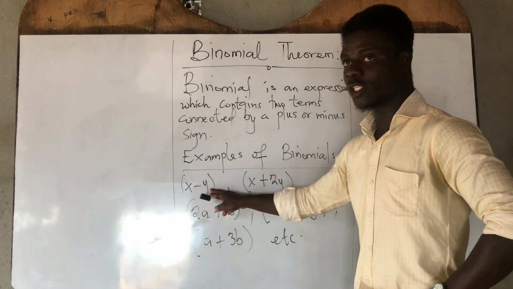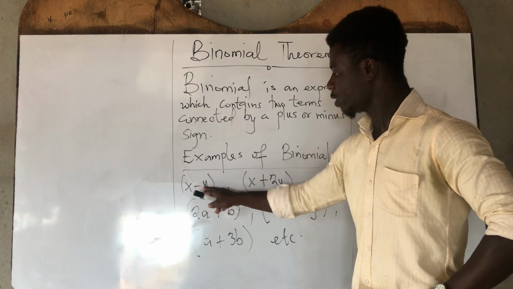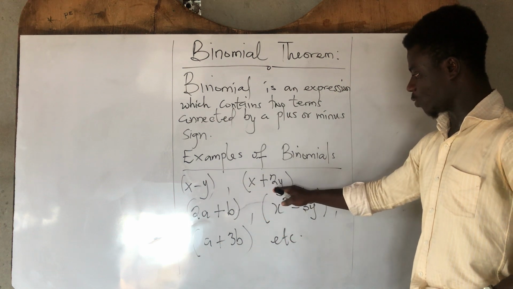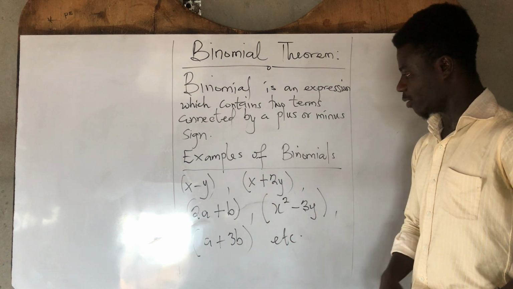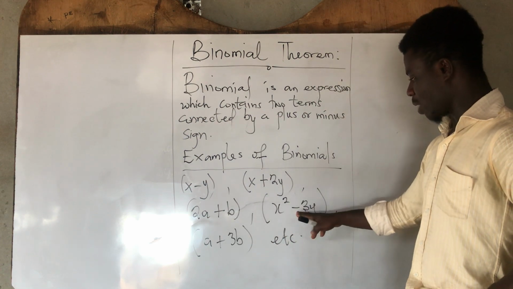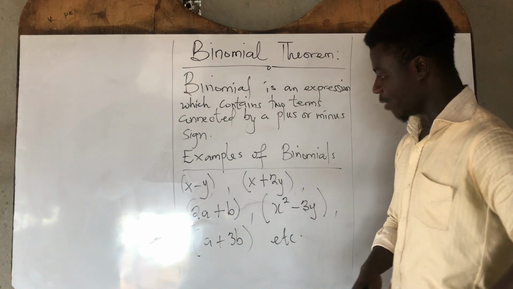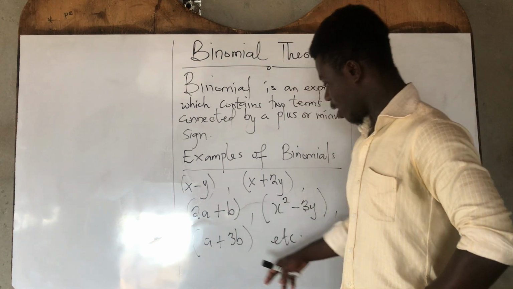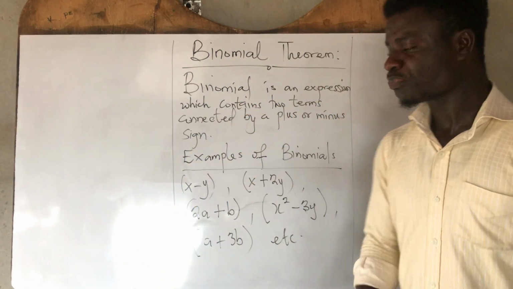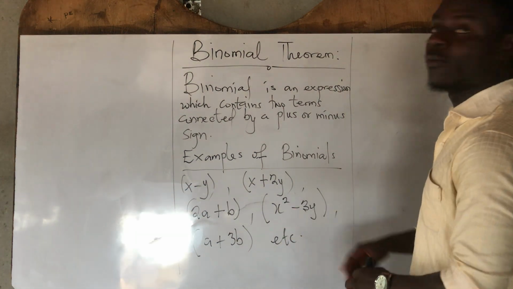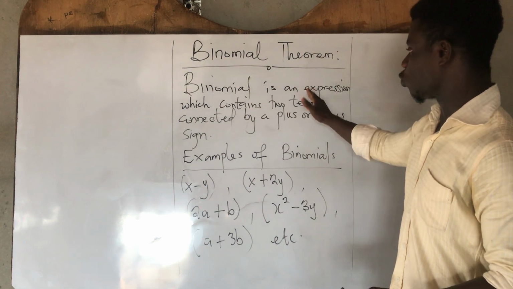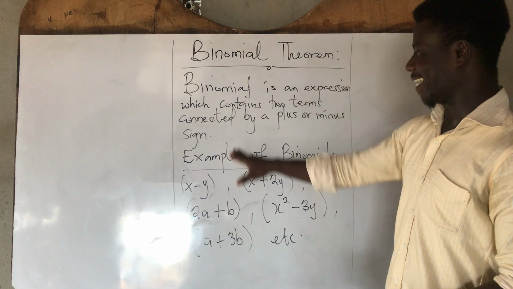So the expression inside the bracket has only two terms. So this one is termed a binomial. Likewise, this one, x plus 2y, is a binomial. Then 2a plus b, also a binomial. Then x squared minus 3y, a binomial. A plus 3b, also a binomial, etc. So these are examples of binomials. As I already said, a binomial is an expression which contains two terms connected by a plus or minus sign.